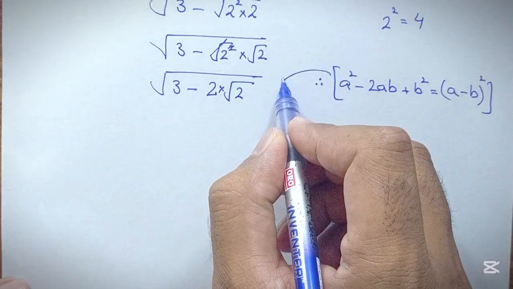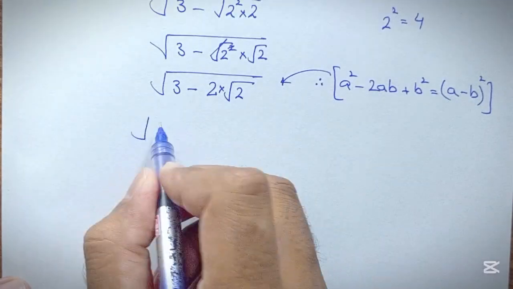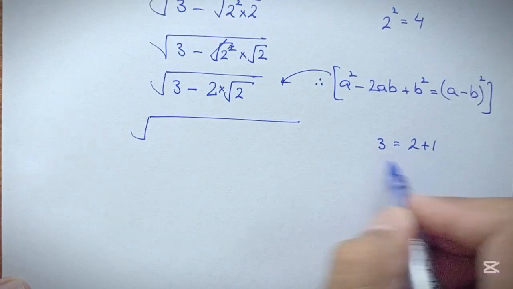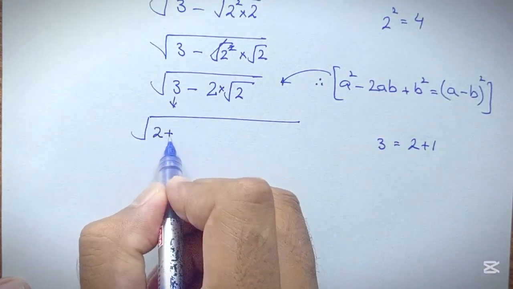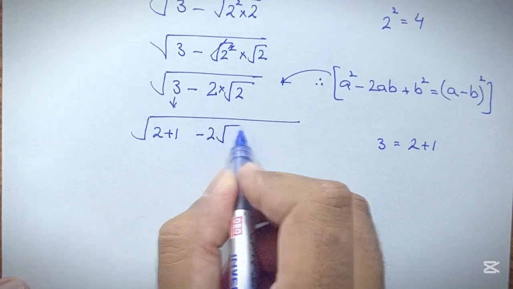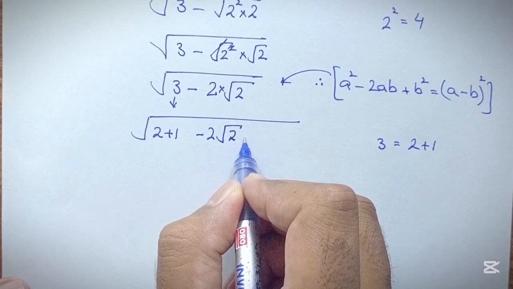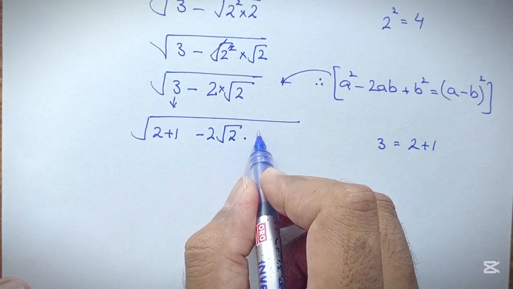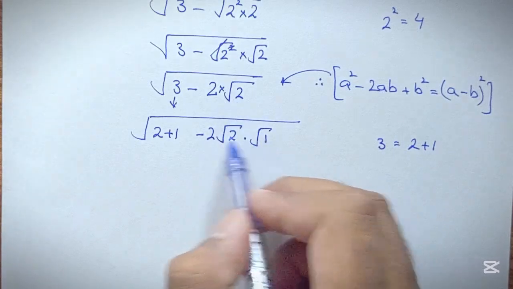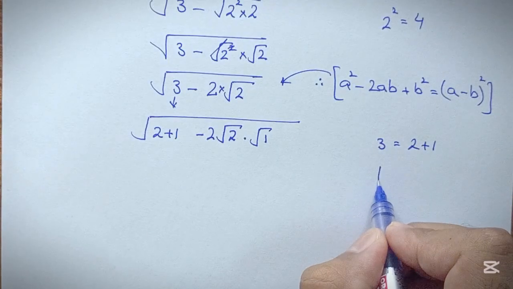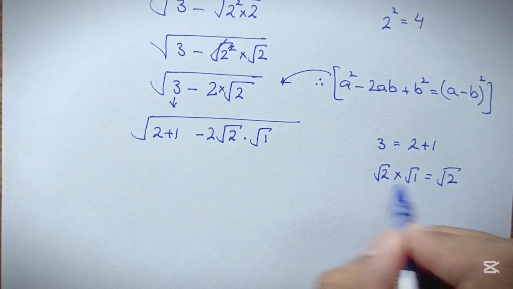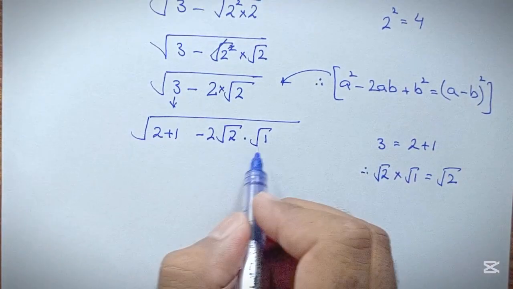Now we will implement this formula to transform our current scenario for more simplification. Replace this 3 with 2 plus 1, minus 2 times under root 2. Okay, here we will add under root of 1, because we have to reshape it to get our required formula form, and it has no impact on the structure of the statement, just like under root 2 times under root 1 equals under root 2. Do you understand? Very nice.